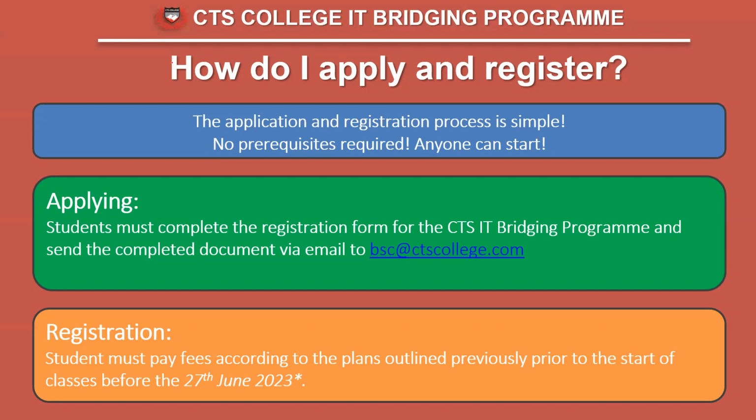So there's no actual need to print them. If you don't have access to a printer, you can fill it out online and just send it back to us. You can type in the fields on the application form for the bachelor's in IT, and you can also type in the fees for the registration form for the CTS IT bridging program as well. But you have to ensure that you do so before the start of classes.